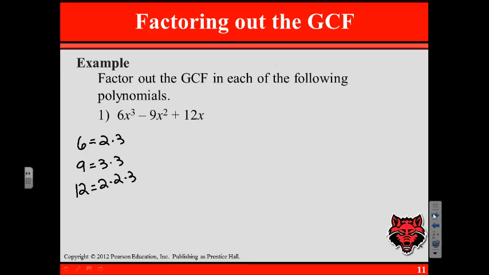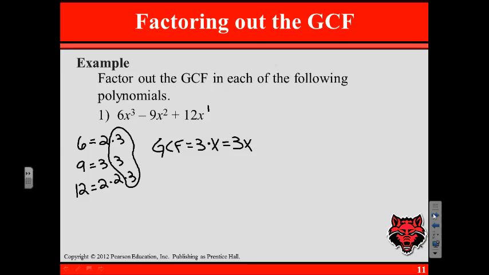However, with the 6, we had an x cubed. Now, instead of writing out the x 3 times for the 6x cubed, 2 times for the x squared, and once for the x, let's use our shortcut once we find the GCF of the numerical coefficient. When we look at the factors of 6, 9, and 12, they have a 3 in common, but that's it. So our GCF is 3 times, now we have to go back to the variable. With the variables, we have an exponent of 3, 2, and then 1. So the smallest exponent is 1, and our GCF will be 3x.